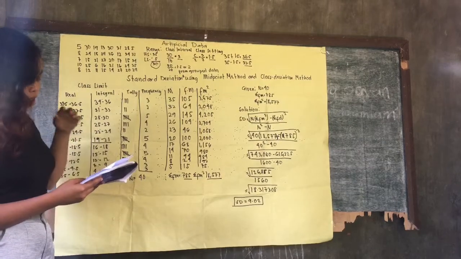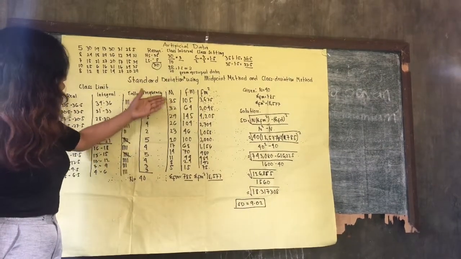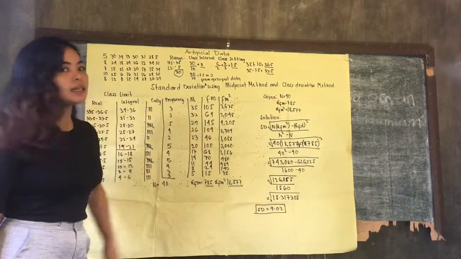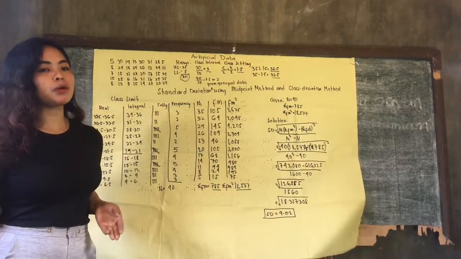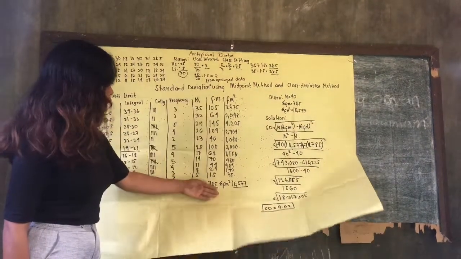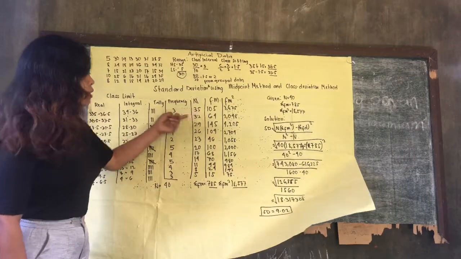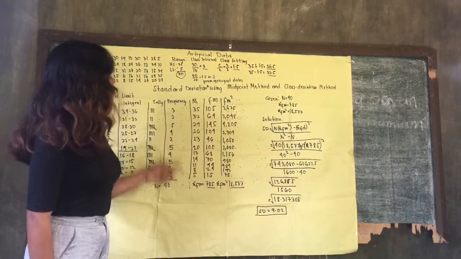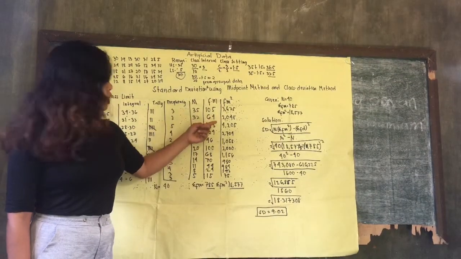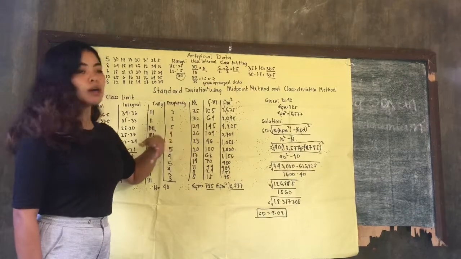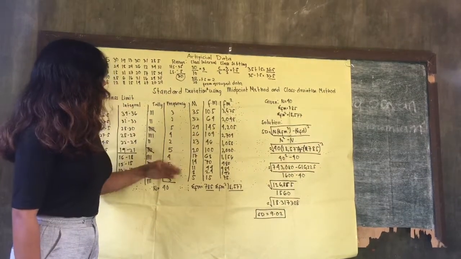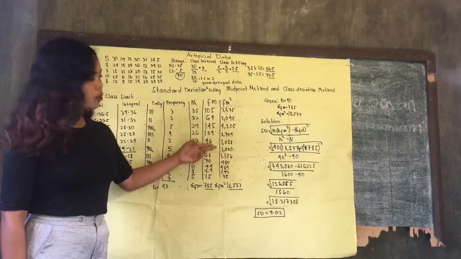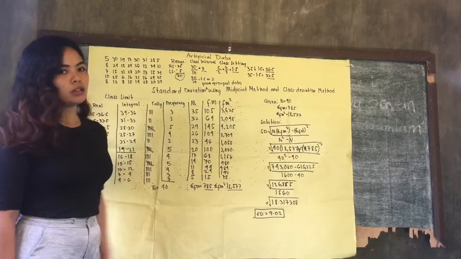FM. So just multiply the frequency and midpoint until such time you will arrive to the product of FM. So multiply these two values. So 3 times 35 is 105, then 3 times 32 is 96, 5 times 29 is 145, 4 times 26 is 104, 2 times 23 is 46, and so on and so forth.